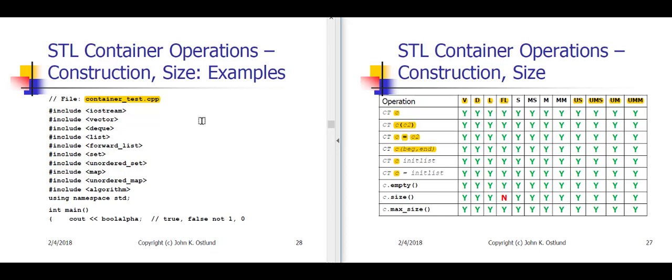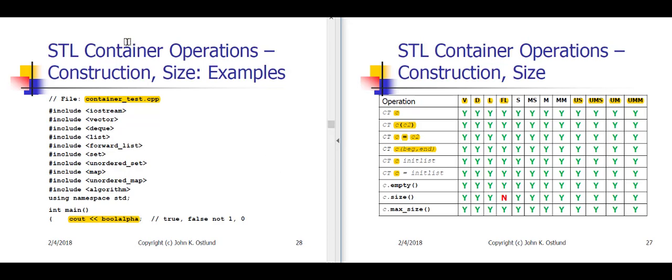The first thing we're doing in main is we're using bool alpha to make sure that if we're going to display Boolean values, that they're displayed to the screen as the words true and false rather than the integer values 1 and 0. Okay, so that slide is just preliminary stuff. We're not really doing anything yet.